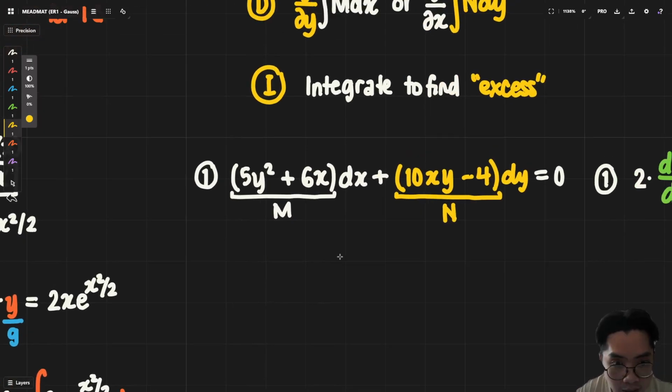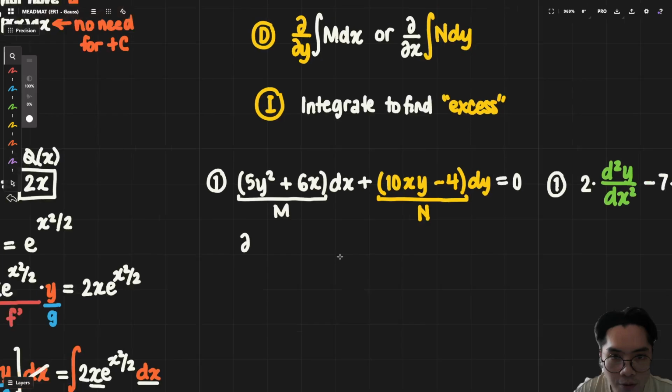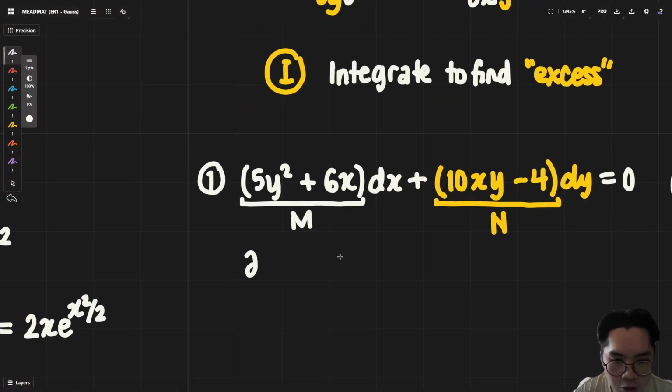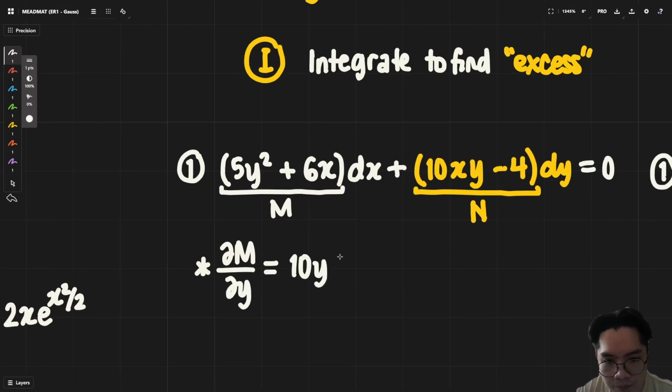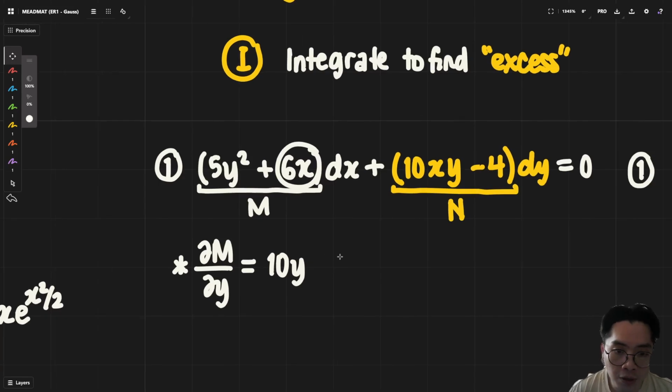So let's now check for our variables, right? We're going to check for our values of m and n. The partial derivative of m with respect to y, which is the other variable, is just going to be 10y, and that's it, right? It's just 10y because this thing is just a function of x, and if you derive it with respect to y, if you assume that they are independent of each other, it's nothing, right?